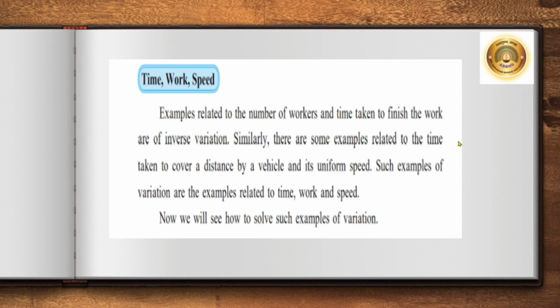Similarly, there are some examples related to time taken to cover a distance by a vehicle and its uniform speed. Again, examples related to time and speed are also examples of inverse variation. That is, if you travel fast, less time will be taken, and if you drive slowly, more time will be taken. Such examples of variation are examples related to time, work, and speed. Now let's see how to solve some of these examples.